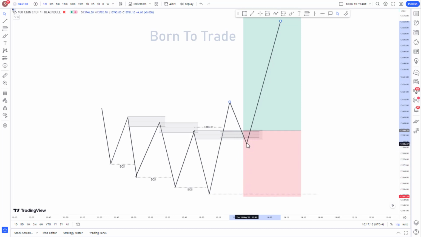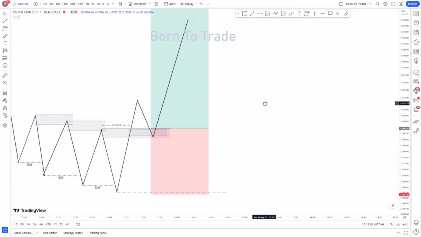So like I said, this is exactly how to trade the unicorn concept. This is a very simple strategy. Like I said, if you understand the concept of breaker blocks, this strategy will be very easy for you. And that's the same thing if you want to go short.